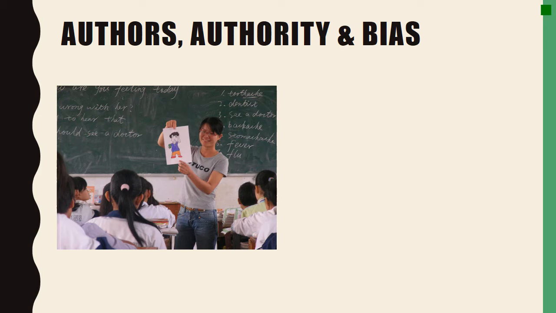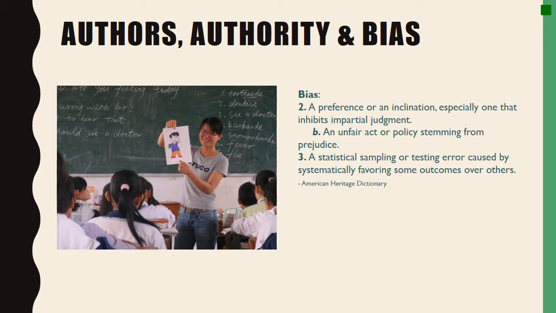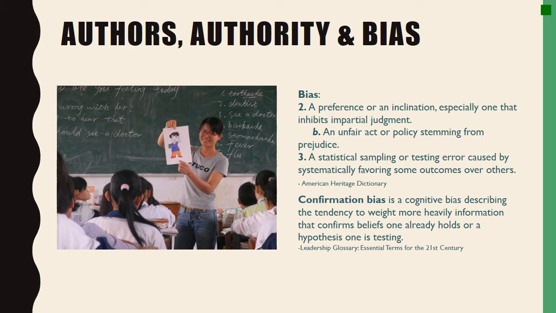If you thought it was good because you agreed with it, you may have experienced confirmation bias. According to the American Heritage Dictionary, a bias is a preference or an inclination, especially one that inhibits impartial judgment, an unfair act or policy stemming from prejudice, or a statistical sampling or testing error caused by systematically favoring some outcomes over others. A confirmation bias is a type of bias.